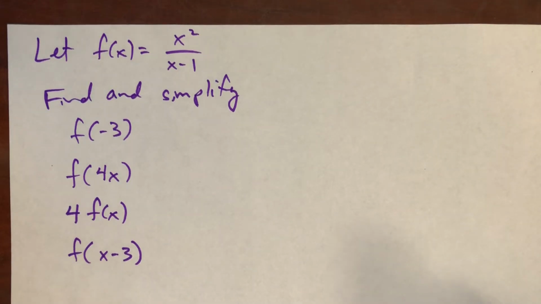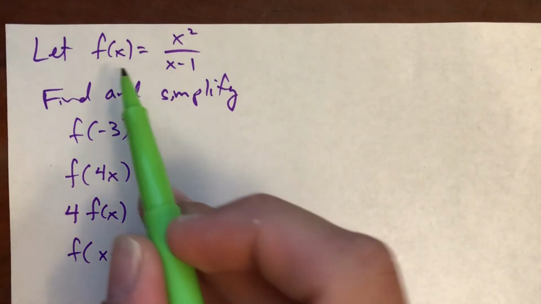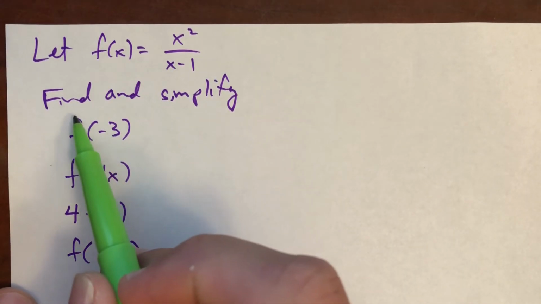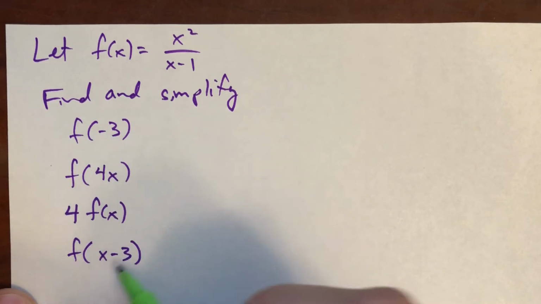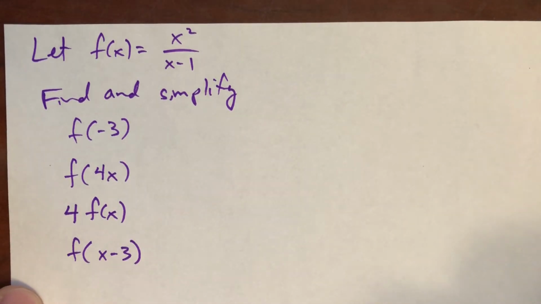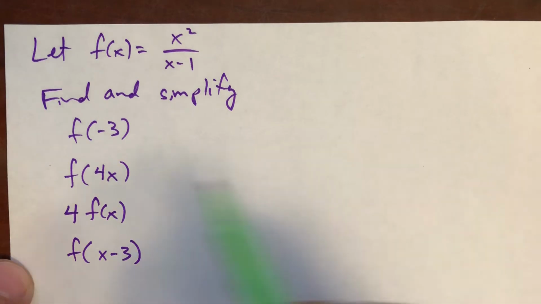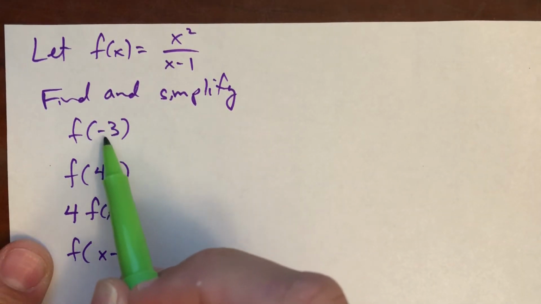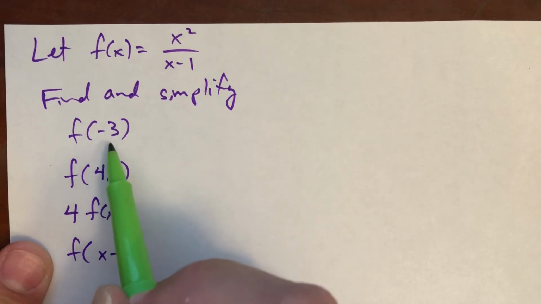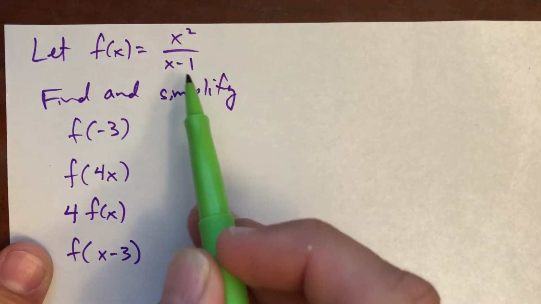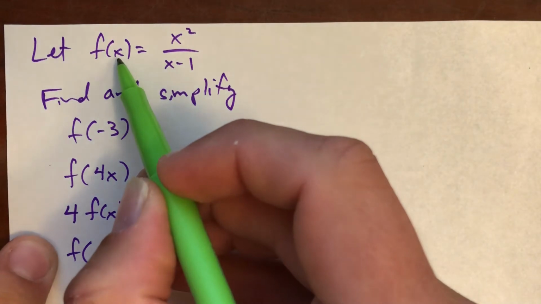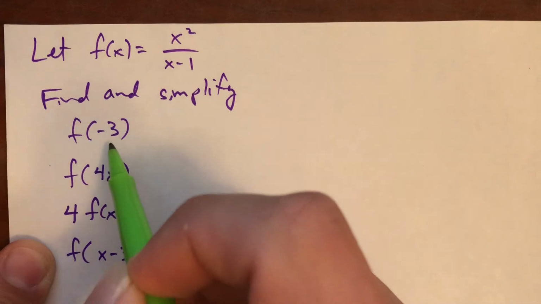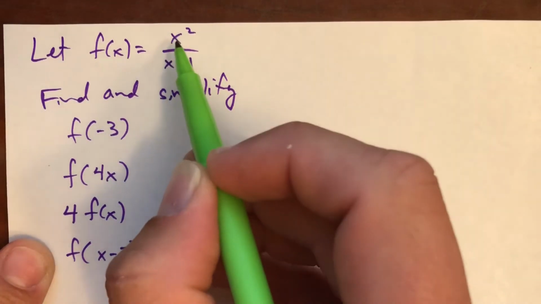Well, let's find some function values. So we're given a function here, f of x is x squared over x minus 1, and we are tasked with finding and simplifying these various things. So we know that when we evaluate a function at a point, if I have anything in this position, I'm going to take this number and put it everywhere that I see x in the function. This is the piece that I'm going to change around, and I'm going to sub in this number wherever I see x.